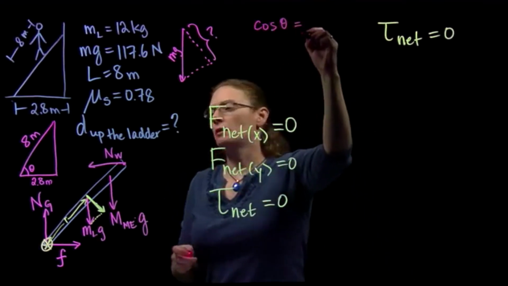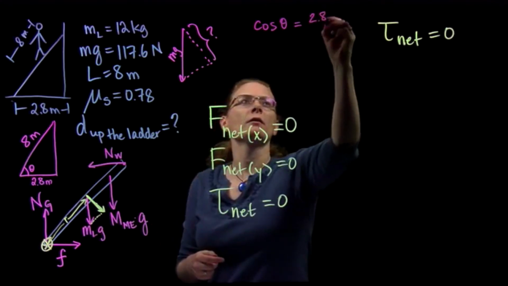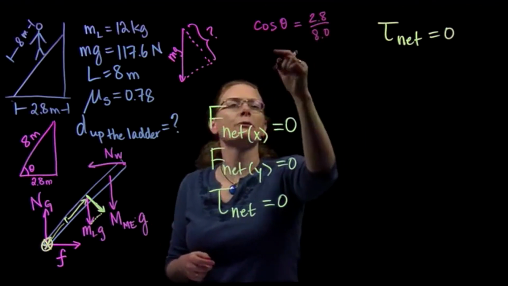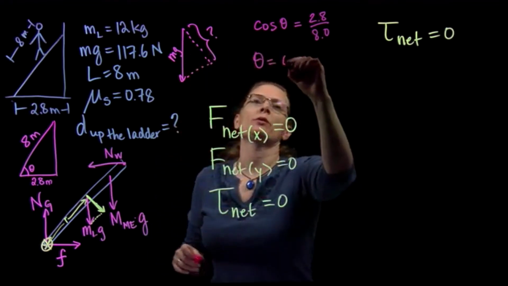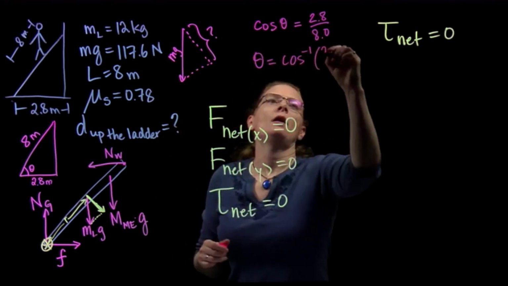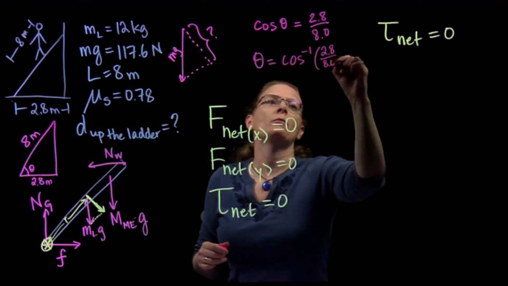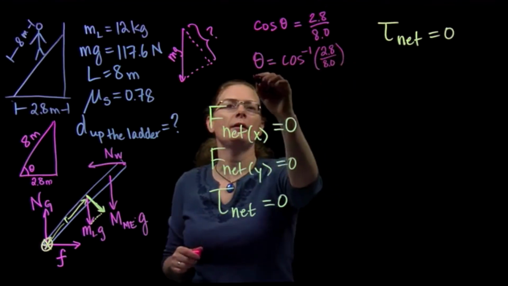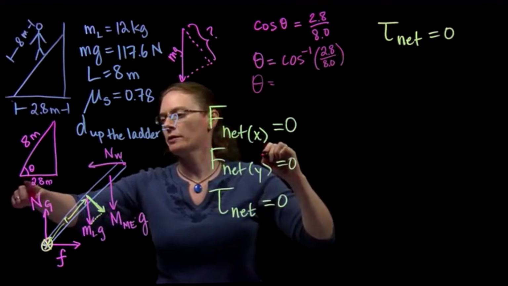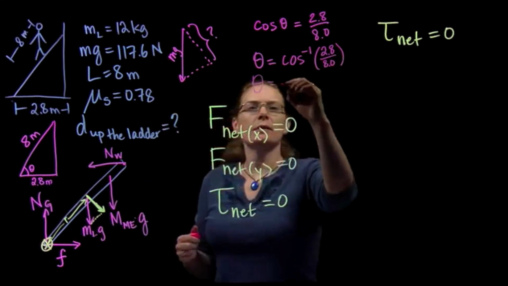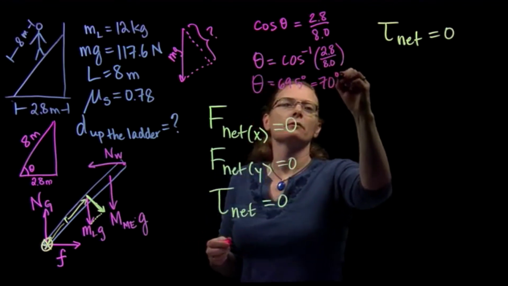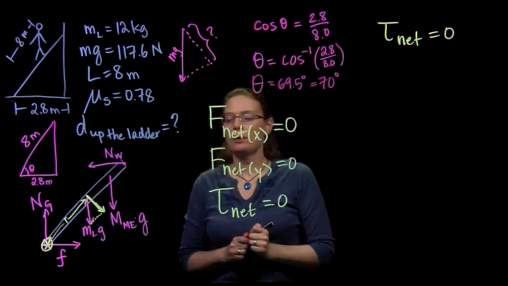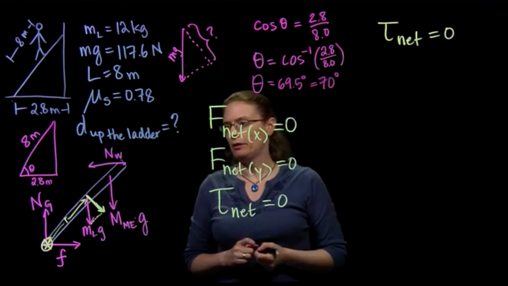Cosine of that angle is going to be adjacent over hypotenuse, 2.8 over 8.0. I want to solve for that angle. To get rid of the cosine, do inverse cosine on both sides. Inverse cosine of 2.8 over 8.0 will give me the angle from the horizontal. When we do that, we get 69.5 degrees. I'm just going to call that 70. So the angle from horizontal is about 70 degrees.